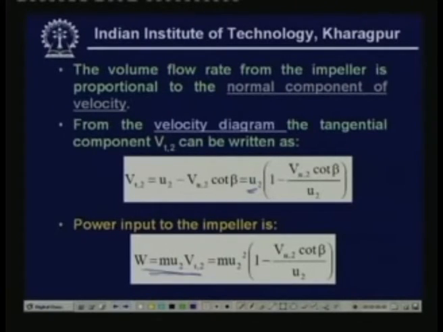We had the expression for power input like this. So we are writing power input as m into U2 into Vt2, and Vt2 we are substituting with this expression. So finally this becomes m into U2 square multiplied by 1 minus Vn2 cot beta divided by U2. The objective of this is to finally correlate the power input and the pressure rise to the geometry of the impeller and the impeller speed. That's why we are doing these manipulations.